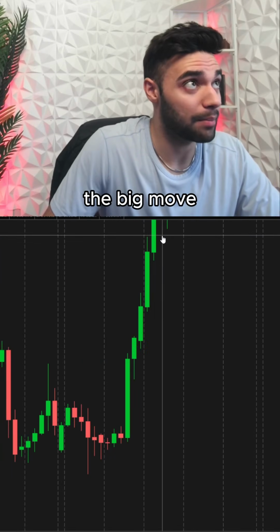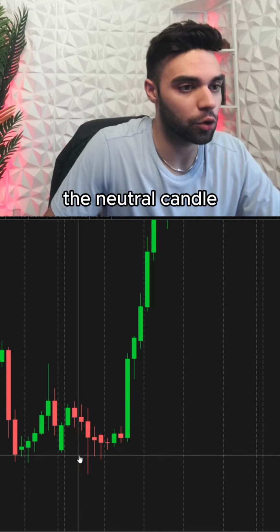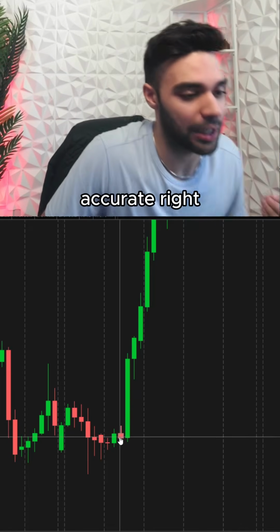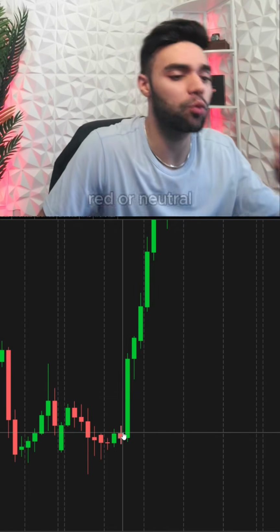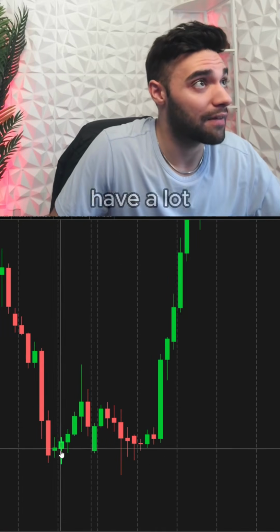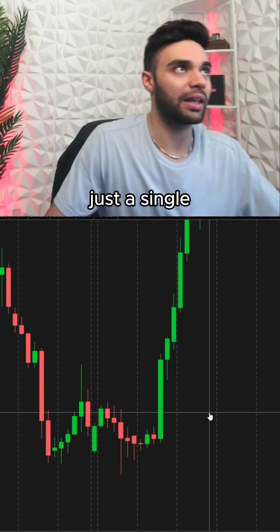After you found the big move up, I'm looking for the neutral candle before the big move up to be super accurate, right? If it's a big move to the upside, you want a red or neutral candle before. Now, sometimes you'll have a lot of consolidation. Sometimes it'll be just a single candle. It does not really matter.